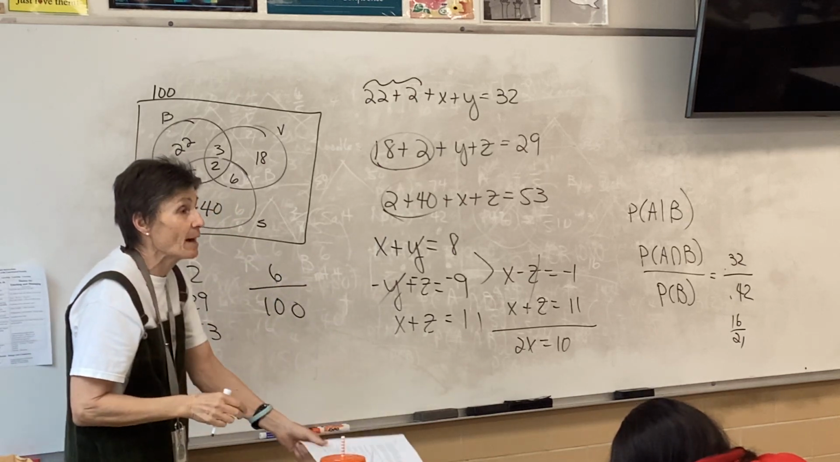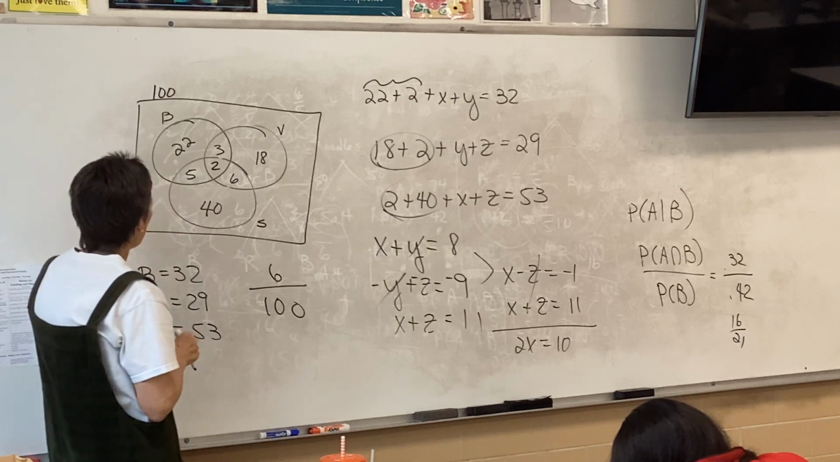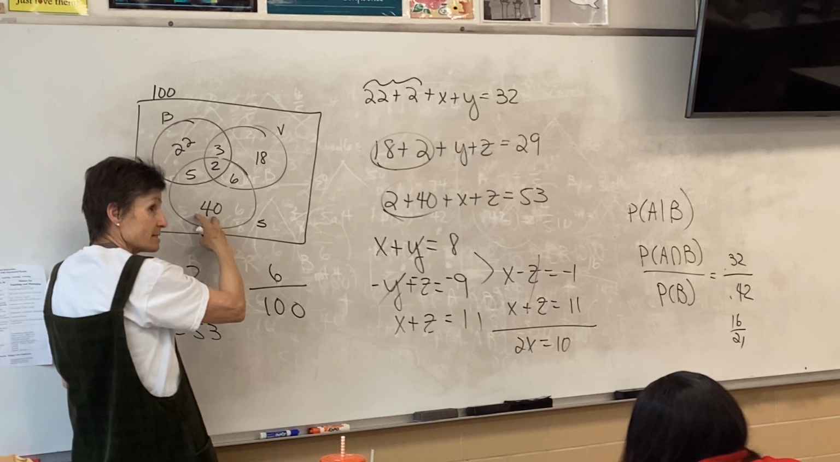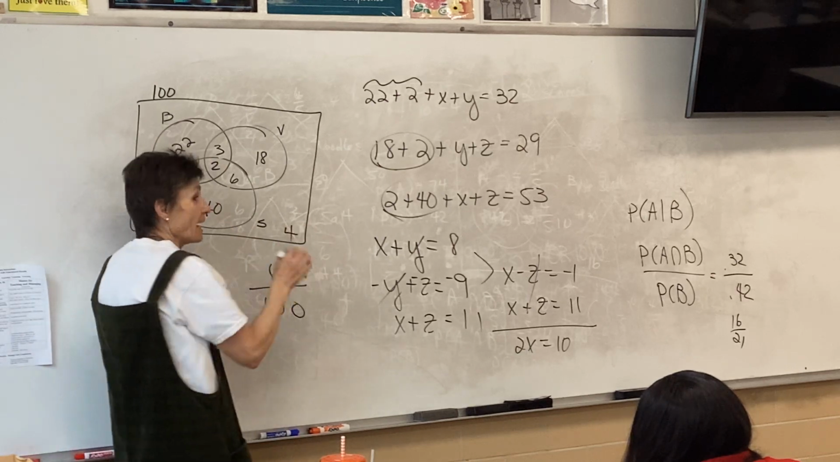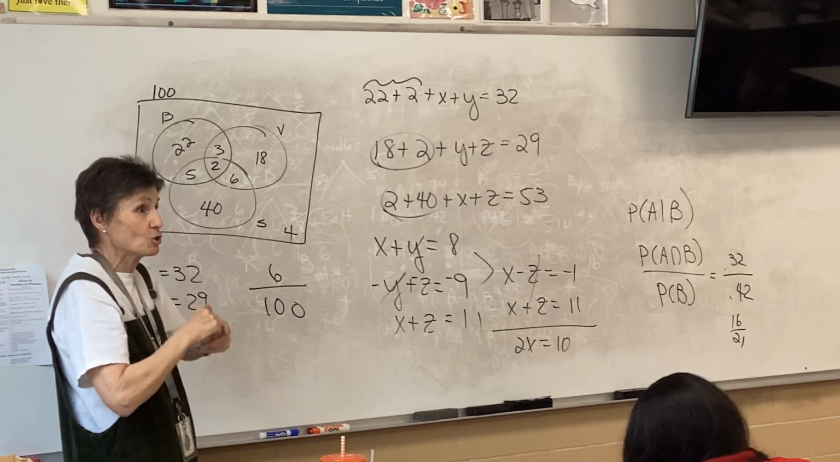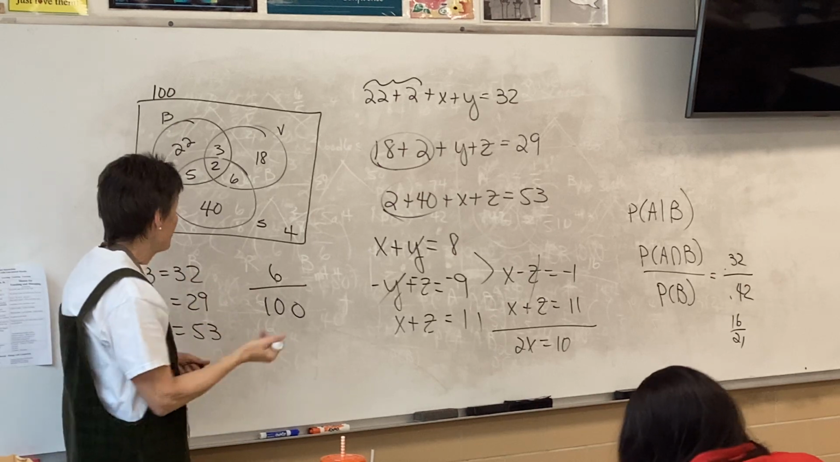Doesn't like any of them. 4. Oh, how did you do that? I added them all up. You add all these up, you got 96. So there's 4 out here. I didn't do that myself. I'm trusting Jake. Could be a mistake. I'm not sure. So your probability would be 4.